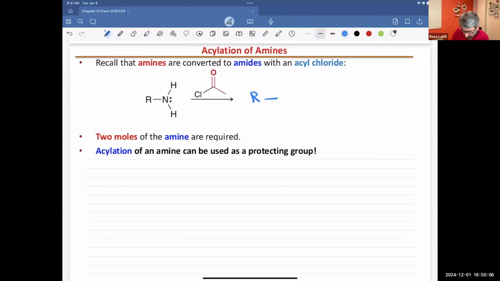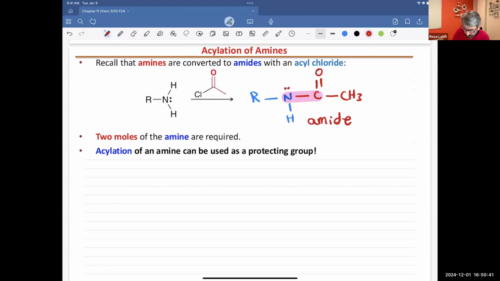We technically remove one of the hydrogens, and now we pair the nitrogen with carbon. That carbon is attached to oxygen and, let's say, CH3, for example. So now we have a connection between nitrogen and a carbonyl group, and that gives us an amide.